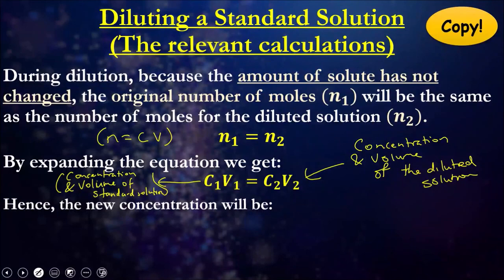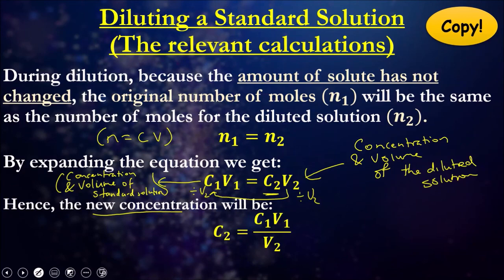Okay. If I want to find the new concentration, say I want to find C2, I'd move V2 over. The best way to do it is divide both sides by V2. And I'm left with this formula here. So C2 equals C1 V1 over V2. Don't forget, because this is a concentration calculation, the units we use are moles per liter.